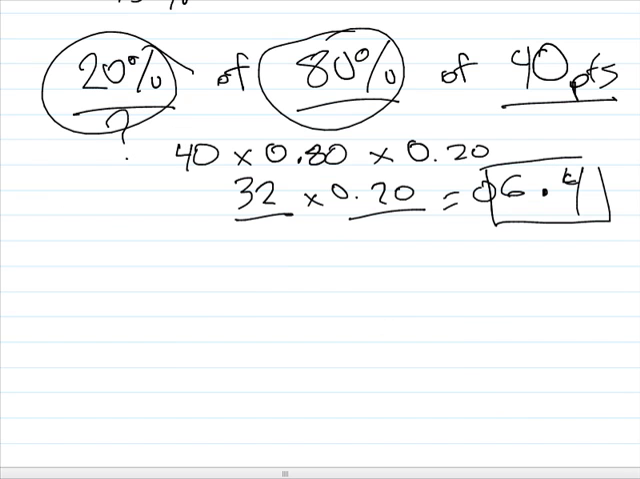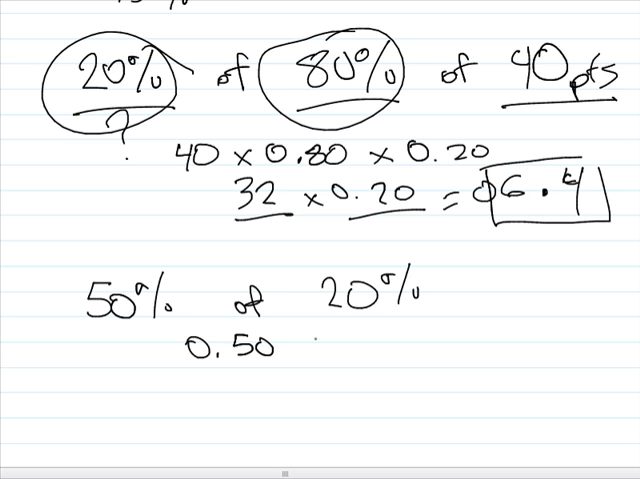So let's do that again. Let's say you started with 50% and you wanted to know what 50% of 20% was. You could simply multiply 0.5 times 0.2. You would get 0.1. So that would be like saying you had 10 cents. If you had $0.10, you'd have 10 cents.